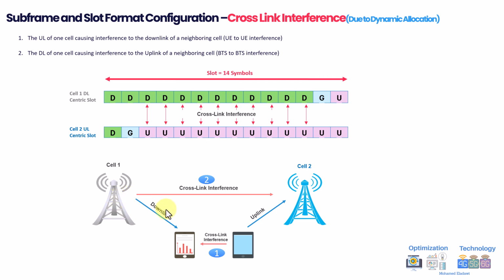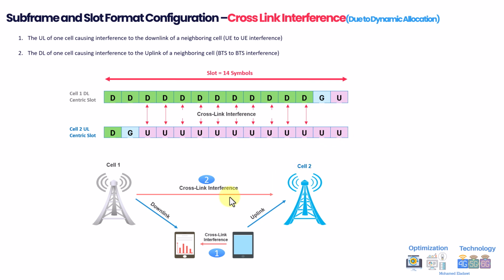Assuming now you have two different cells, cell 1 and cell 2. Assume that within one slot, the gNB of cell 1 decided to give the downlink allocation within this slot to be 12 downlink, one guard band or flexible, and one uplink. While cell 2 decided to do the opposite, to give one downlink, one guard band, and the remaining to be uplink.